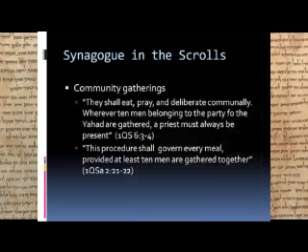But in the scrolls, at least the Serekh ha-Yachad, community gatherings are central. They shall eat, pray, and deliberate communally. "Whenever 10 men belonging to the party of the Yachad are gathered, a priest must also be present. This procedure shall govern every meal, provided at least 10 men are gathered together." Notice the same requirement of 10 men.